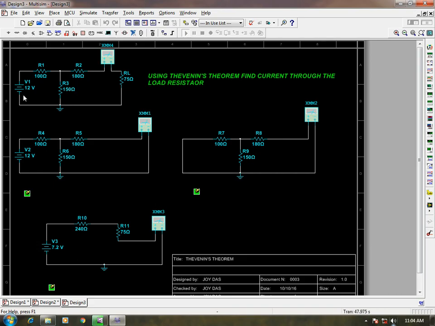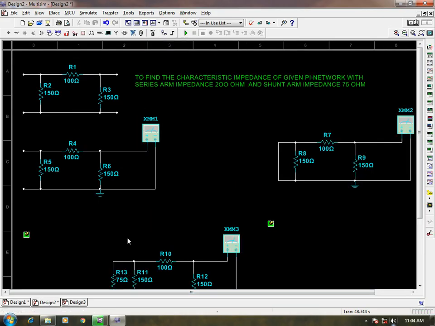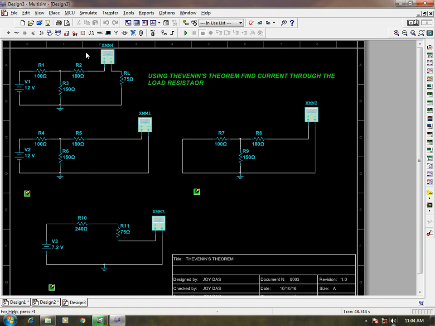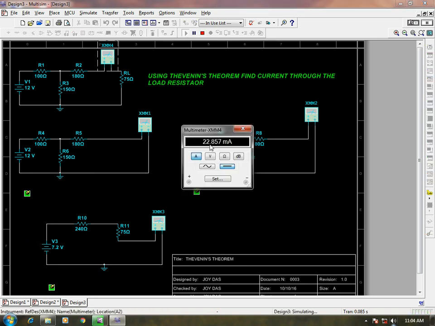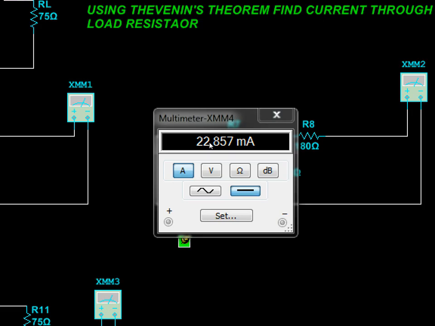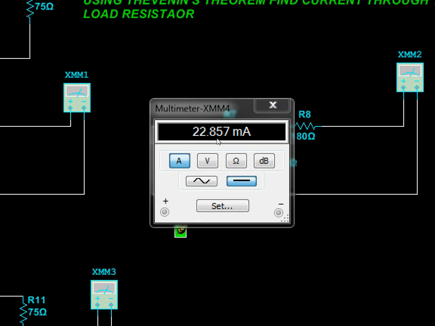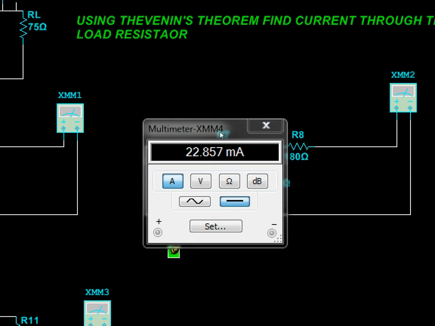I have taken a simple voltage of 12 volt DC and a load resistor of 75 ohms. Now if we simulate the circuit, then we can find the circuit current to be 22.857 milliampere.